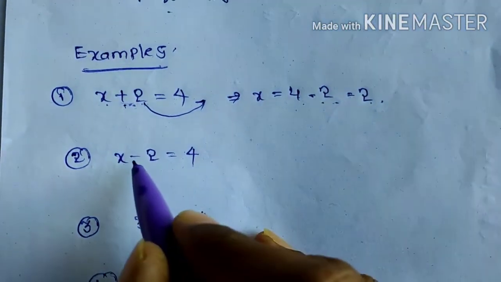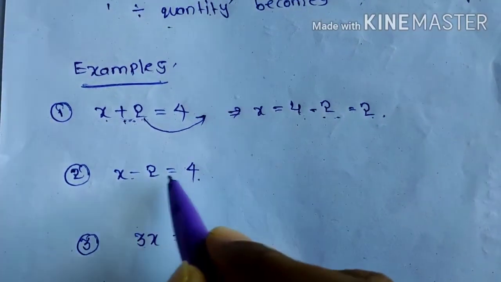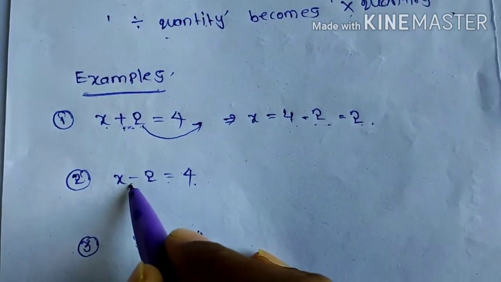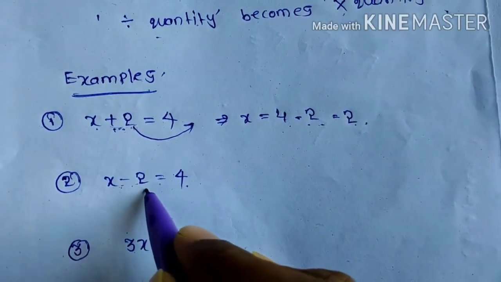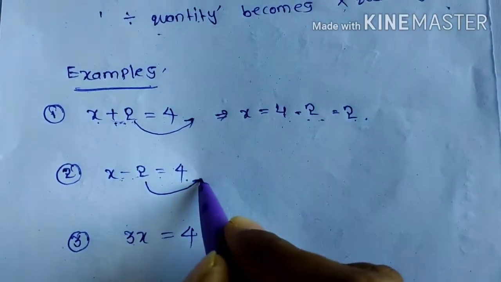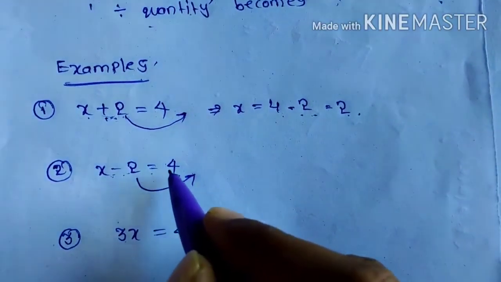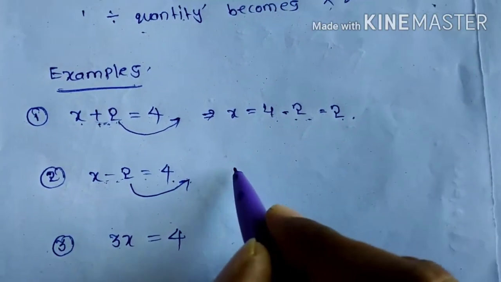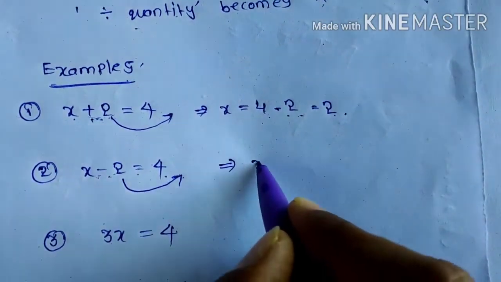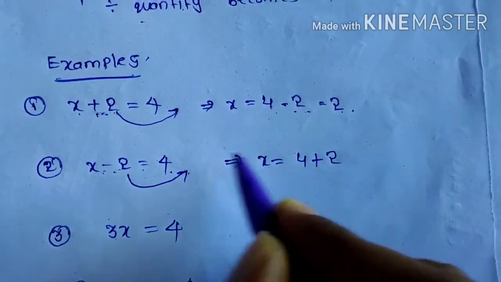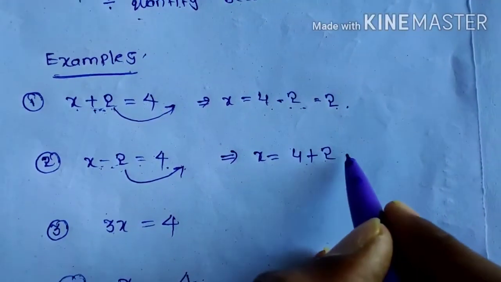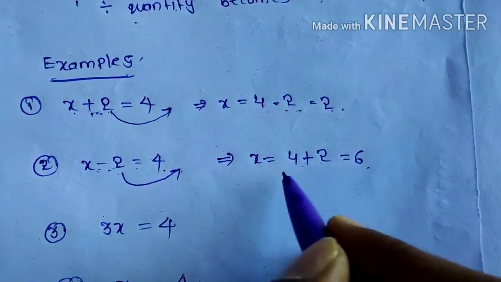In a similar way, see here, x minus 2 is equal to 4. Here we need to find x only. So minus 2, if you are transposing to RHS, will become plus. Yes or no? Minus will become plus. That means I am writing here x is equal to 4 plus 2. Minus will become plus. 4 plus 2 is how much? 6. That means x is equal to 6.